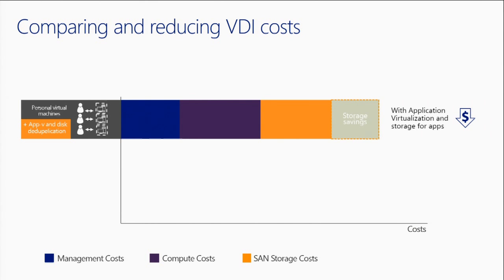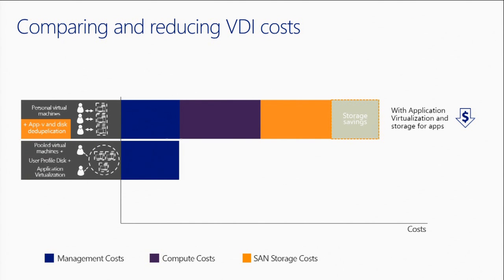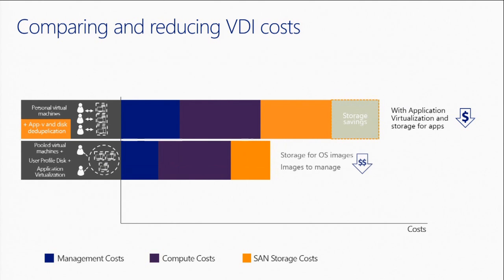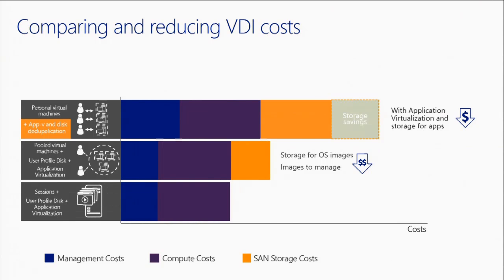Now I can reduce that a little bit by using things like App-V and disk deduplication. I can reduce some of those costs. I can get some of that storage out of the way. So that's a good thing. We can save some money there. The next option is when we look at pooled virtual machines. So we can use user profile disks to give users that personalization that they want. So that's going to reduce the management costs. That's going to reduce our storage costs quite a bit because now we really just have one gold image and a differencing disk for each additional machine in that pool rather than a full, complete operating system install for each user. So our costs go down there.